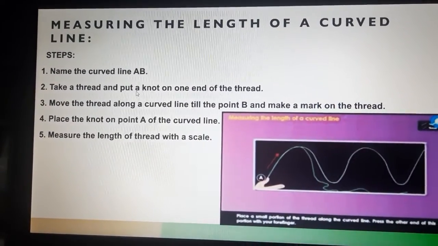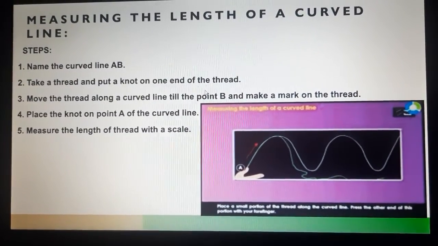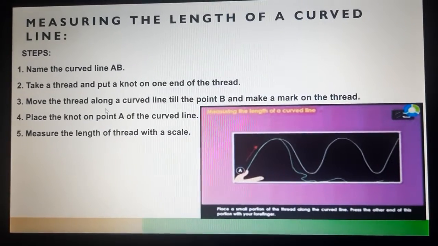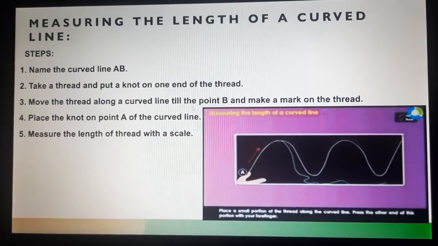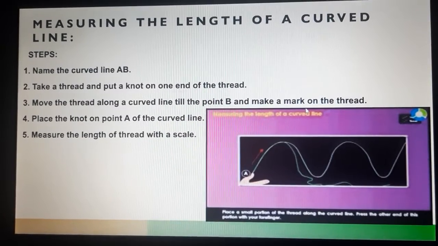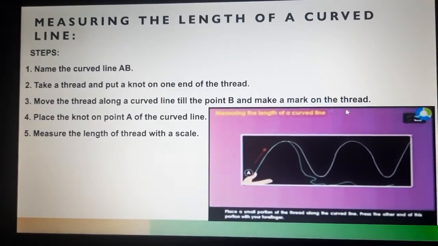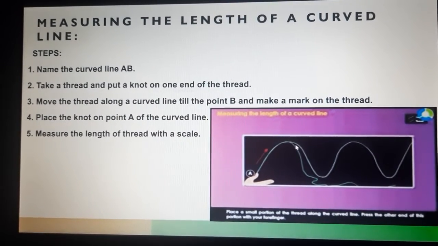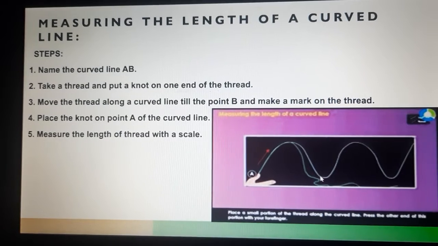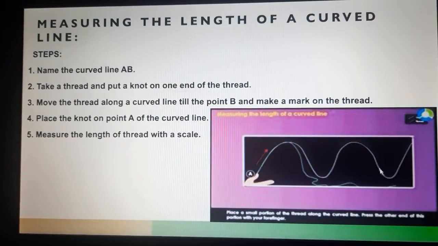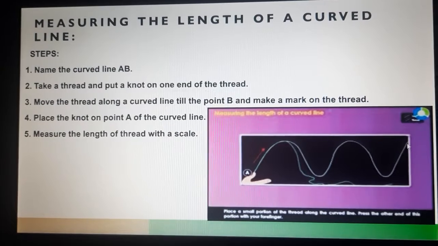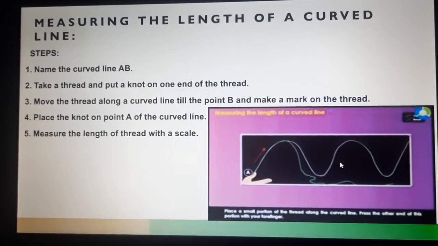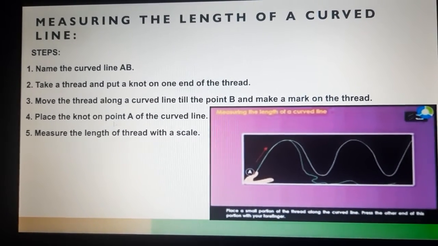Take a thread and put a knot on one end of the thread. Move the thread along the curved line till the point B and make a mark on the thread. So you will measure it like this by coinciding the thread with the curved line, and where it ends, you will mark on the thread. From the knot till the mark you get the whole length of the curved line.